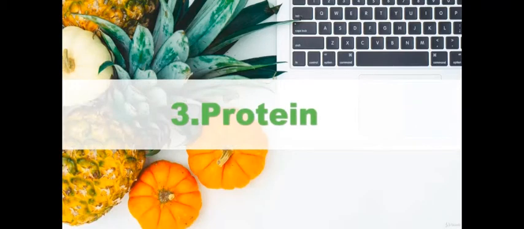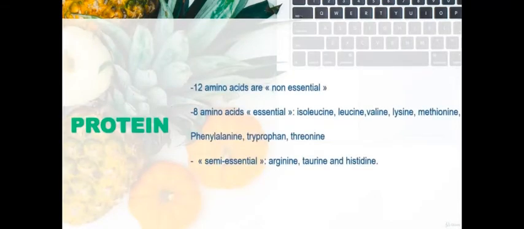Here we are in the third and last macro, which is protein. Proteins are the building blocks of the body: of muscles, bones, hair, nails, skin, and also hormones, enzymes, and antibodies. They are made from a group of 20 amino acids. 12 amino acids are non-essential. 8 others are said to be essential: isoleucine, leucine, valine, lysine, methionine, phenylalanine, tryptophan, and threonine. Arginine, taurine, and histidine are said to be semi-essential.